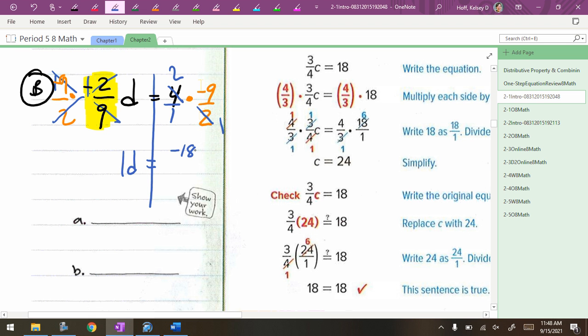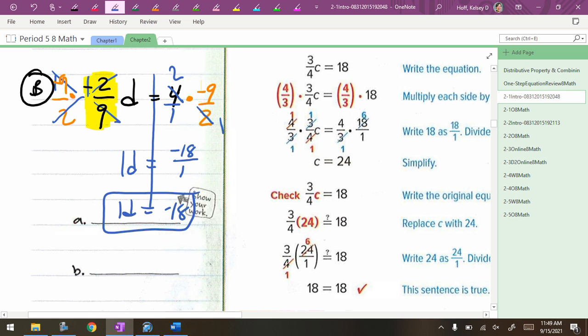Negative 18. 1 times 1 is 1. What is negative 18 divided by 1? Negative 18. Sit up. You have written nothing down, and I will not accept that as work. You have to show the same work I do.